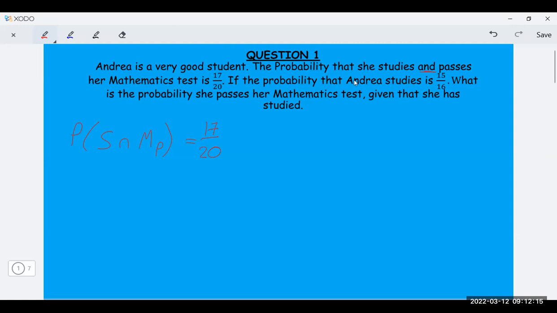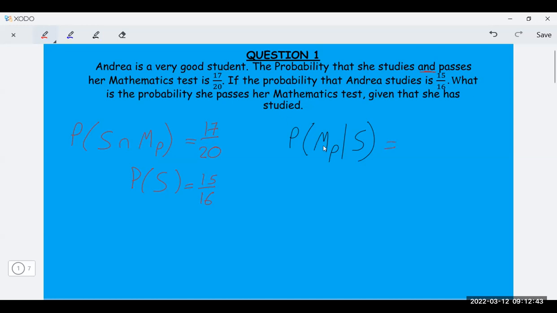Then they say the probability that Andrea studies is 15 out of 16. What this question wants now is, what is the probability she passes her math test, given that she had studied? So this is where we use the formula now.